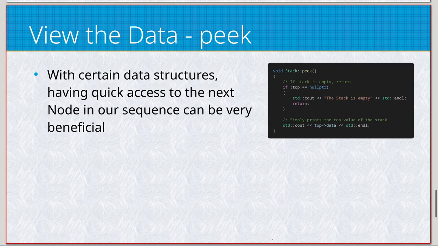For interfacing, we have a peek, which is just going to return the data of our topmost element. So again, if it's empty, we're just going to tell the user it's empty and return. And for this particular one, it's a void function. I'm not actually returning any data, so I'm just going to cout our top node's data, let the user know what it is, and call it a day. If you want to make it an integer or whatever node type you're working with in your stack, that's perfectly fine. Just whatever helps your use case.